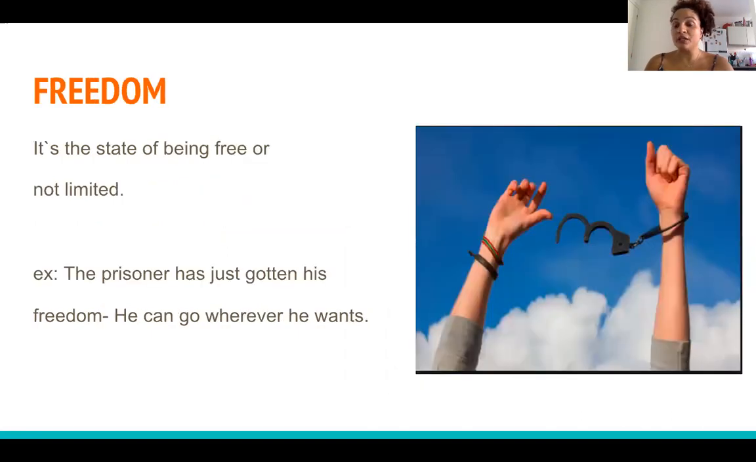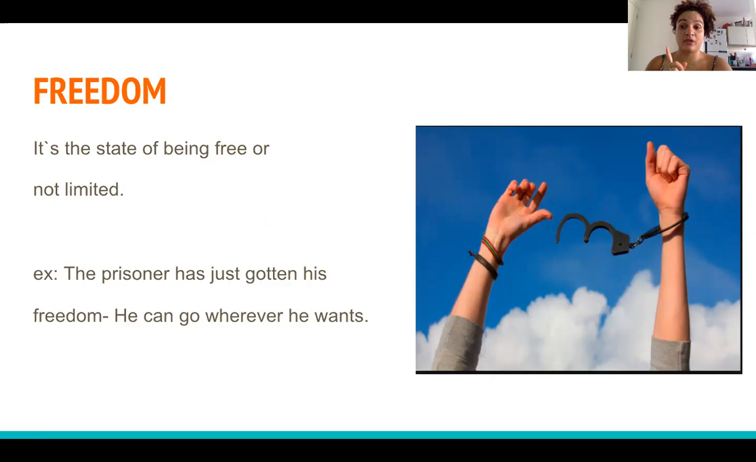So next word, freedom, the word of the day, the word we're going to be talking about so much. Freedom means the state of being free or not limited. Do we have freedom right now? We don't, right? We don't have the freedom to go to the beach or to be with our friends, to celebrate our birthdays, to go to school. So this is a freedom we don't have at the moment because of the coronavirus. So freedom is a noun, not a verb, okay? Freedom, the freedom, it's a noun. So the prisoner has just gotten his freedom. He can go anywhere he wants.